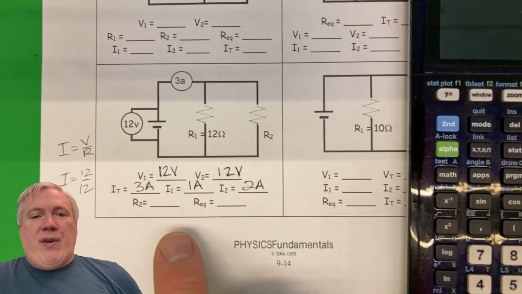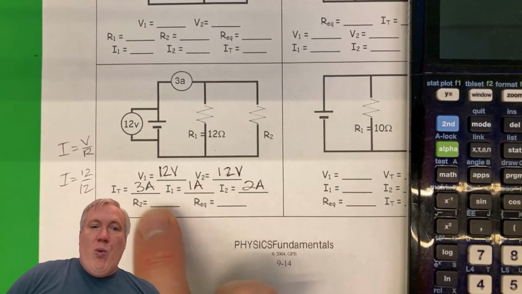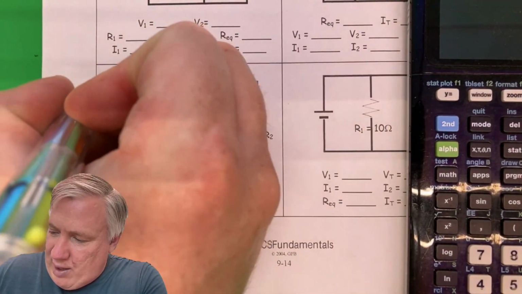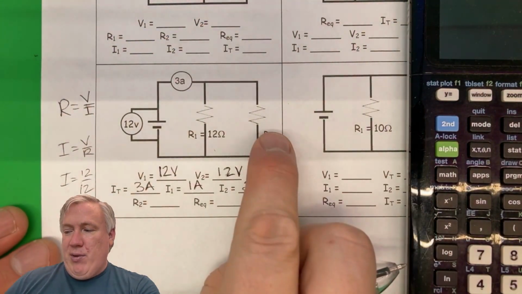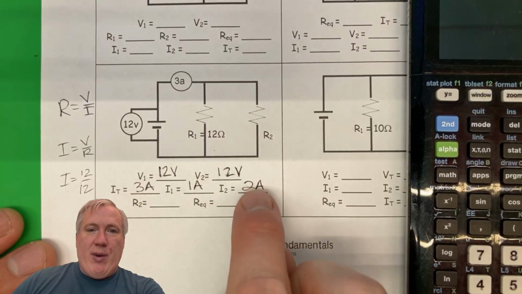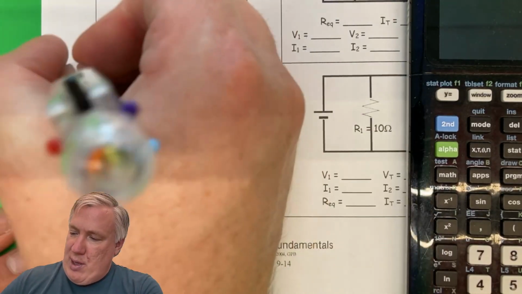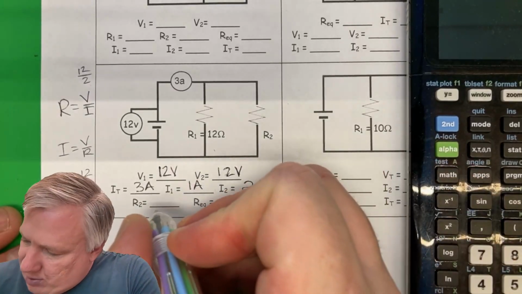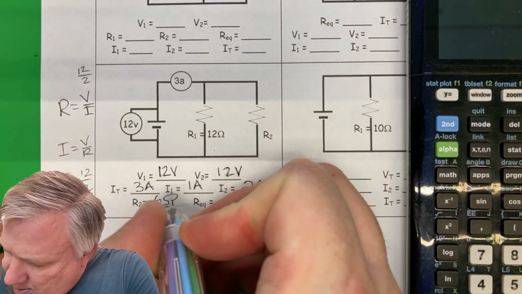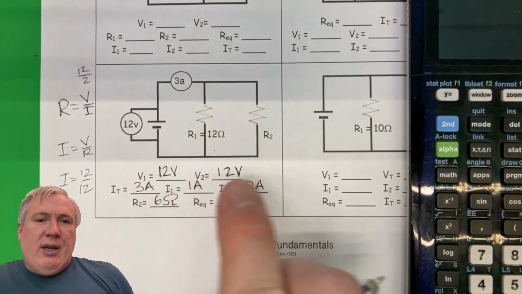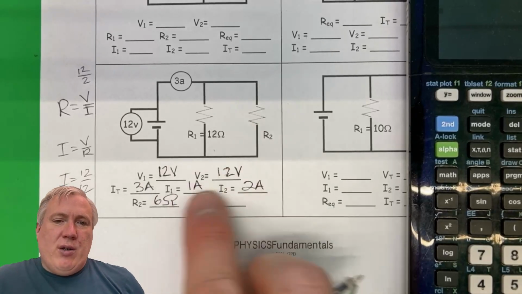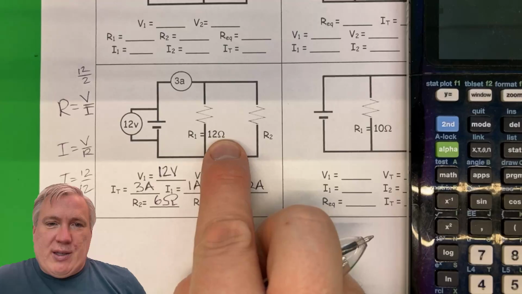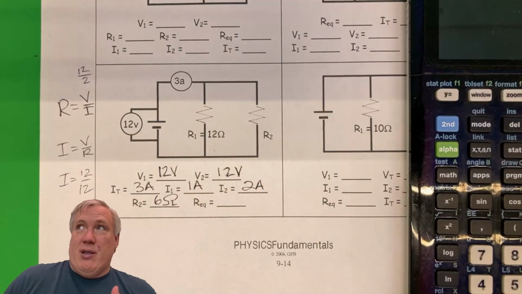Now we've got resistor 2. Well, resistance, we have that formula. Resistance is voltage divided by current. We know the voltage is 12 volts, and now we know the current is 2 amps. So 12 divided by 2 is 6 ohms. Which should make sense: if resistor 2 has double the current, it should have half the resistance because it's resisting less, so more current.